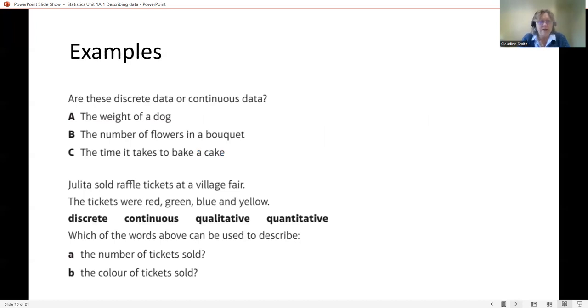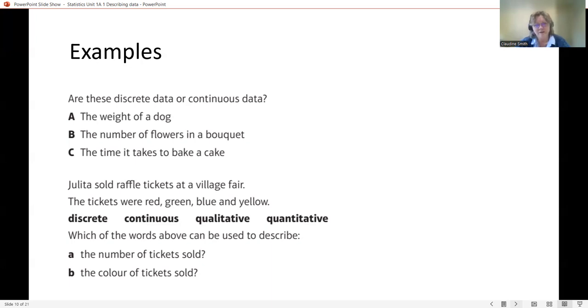Sorry, are these discrete data or continuous data? A, the weight of a dog. B, the number of flowers in a bouquet. C, the time it takes to bake a cake. So have a think about those, decide whether they're discrete or continuous.